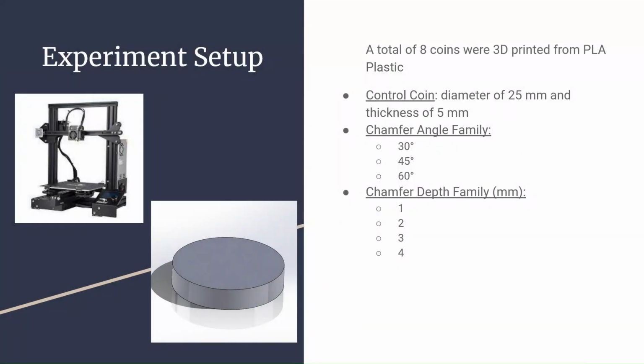Our experimental setup: we 3D printed 8 coins from PLA plastic. All coins had initial dimensions of 25 millimeters diameter and 5 millimeter thickness. We had one control coin, and then we had 2 altered geometry families. The first one was chamfer angle. We had 30 degrees, 45 degrees, and 60 degrees. The second was chamfer depth. We had 1, 2, 3, and 4 millimeter chamfer depths on that family.